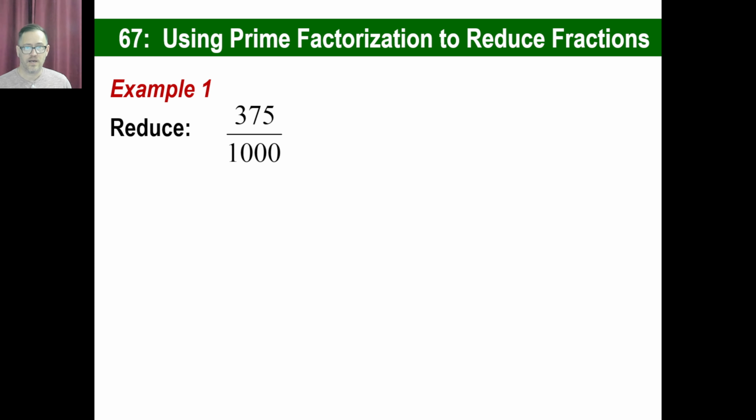Okay, let's try another one. 375 divided by 1,000. All right? Well, let's do this together. 375, we know that this is going to end in a 5, right?